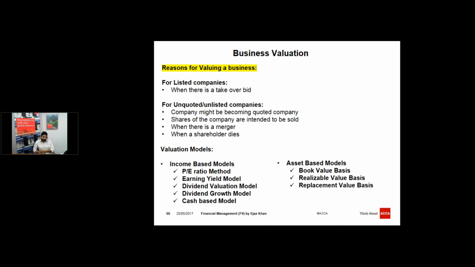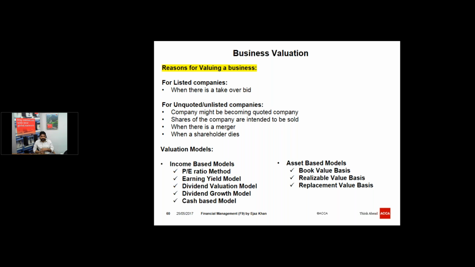Number two, shares of the company are intended to be sold. If you want to sell the shares of your company, since you don't have any active market, you're an unlisted company, so you have to calculate the share price in order to sell them. When you're merging your company with another company, you need to calculate the value so that the new value of the company can be formed.